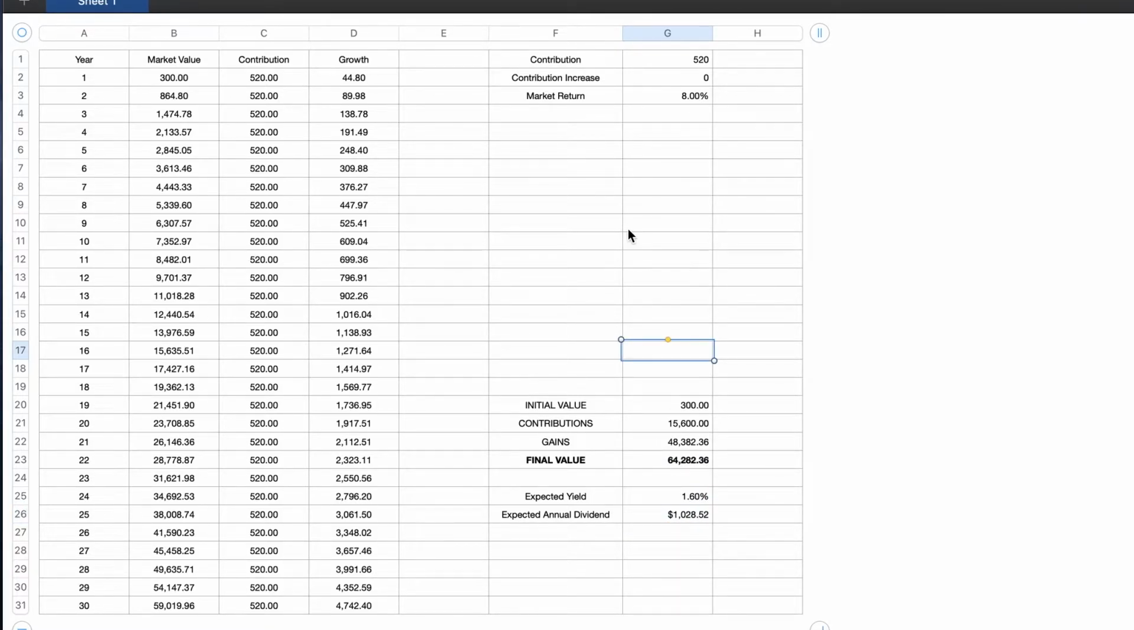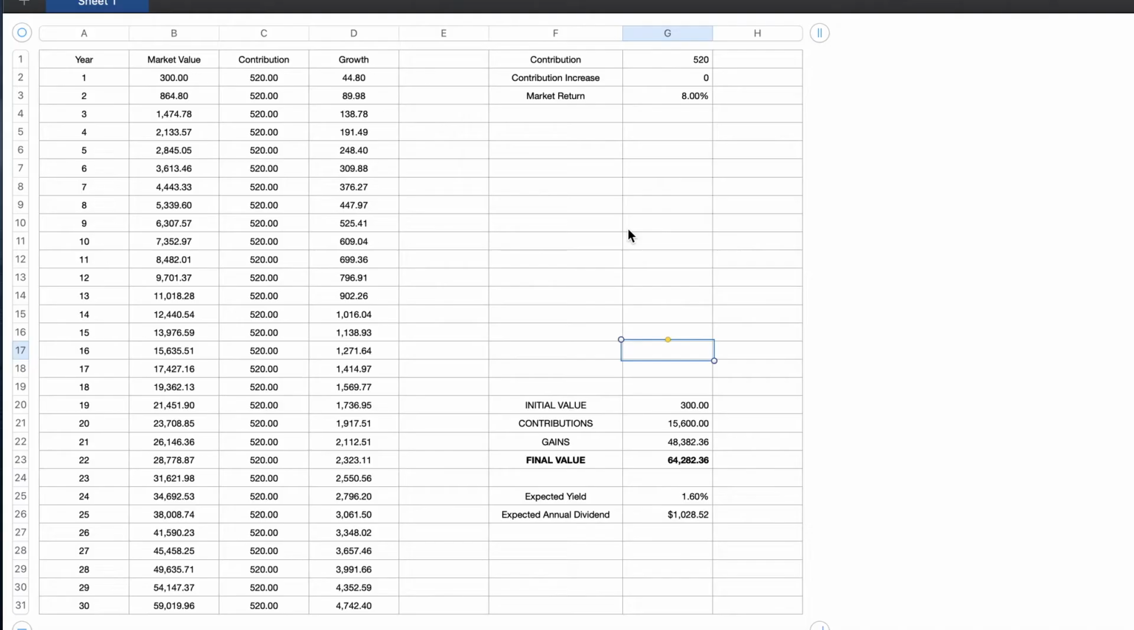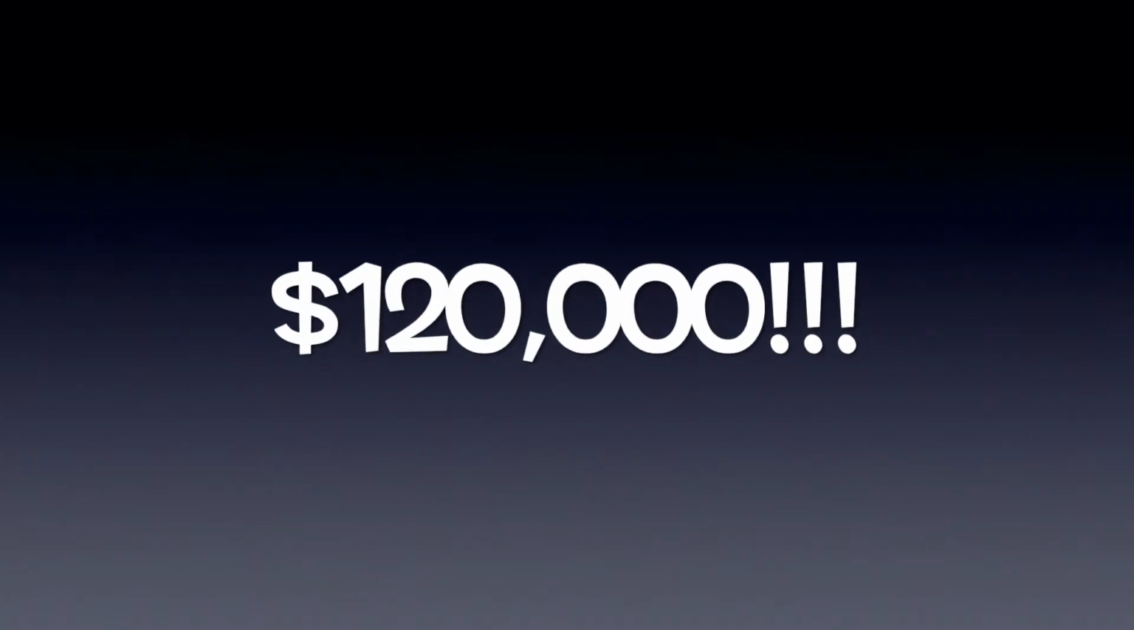Let's make one tiny change. What if each year I increase the weekly contribution by $1? So in year 1, I contribute $10 each week. In year 2, I contribute $11. Year 3 would be $12, and so forth. Finding an extra dollar each week doesn't seem too difficult. Whoa! The final value almost doubled. Now we would end up with slightly over $120,000.